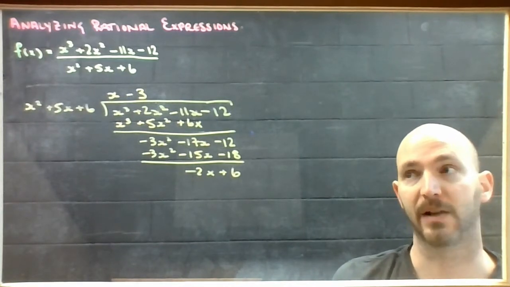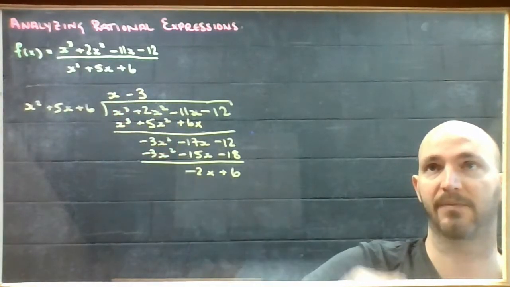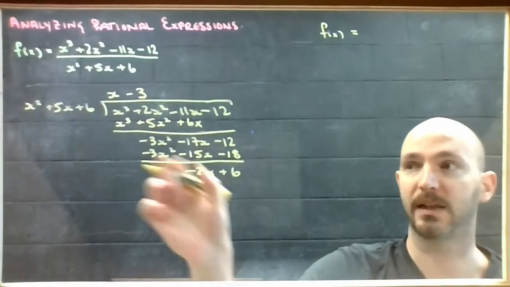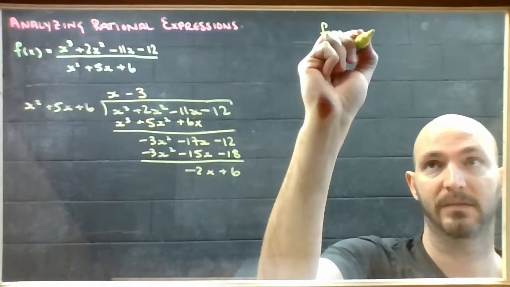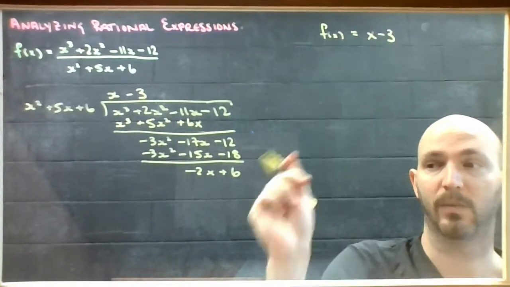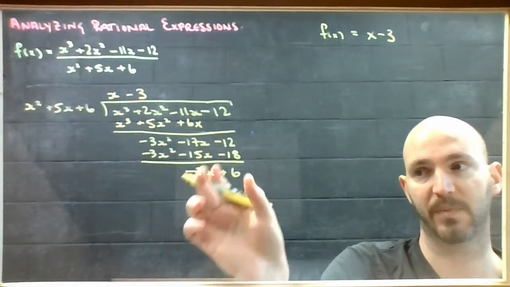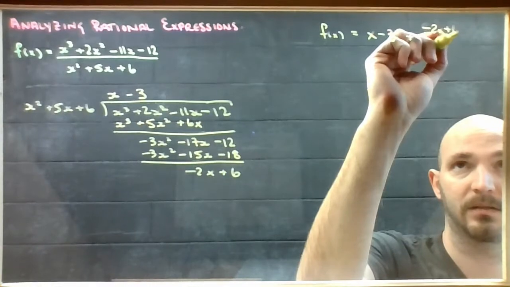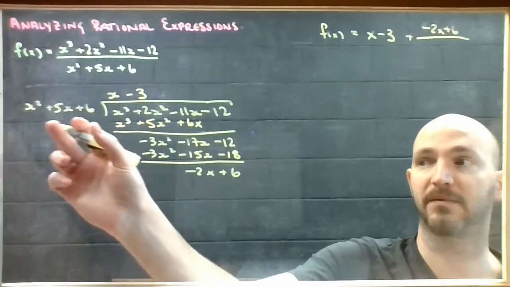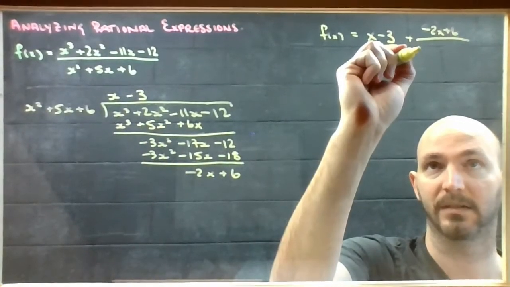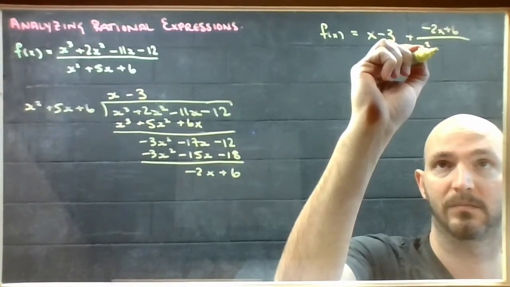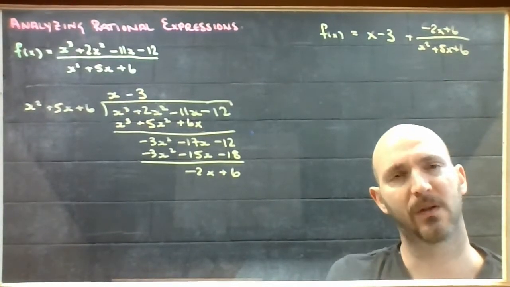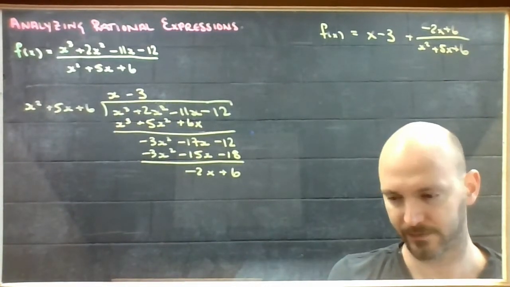So what I've figured out there is that this function, f of x, could also be written as x minus 3 with a remainder of negative 2x plus 6 that still needs to be divided by this horrendous thing over here. Alright, so I'm just going to leave that up there for a minute.